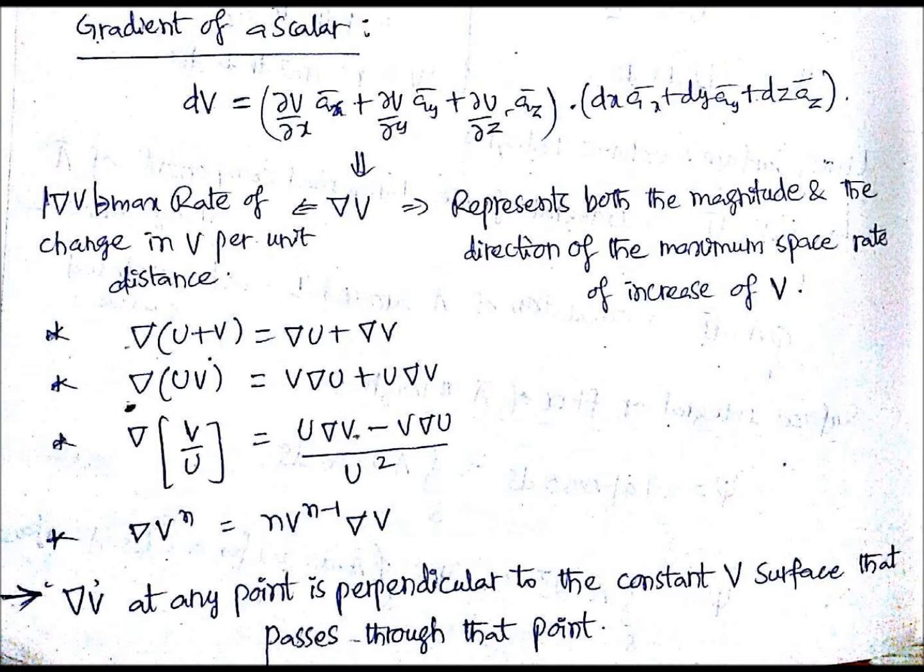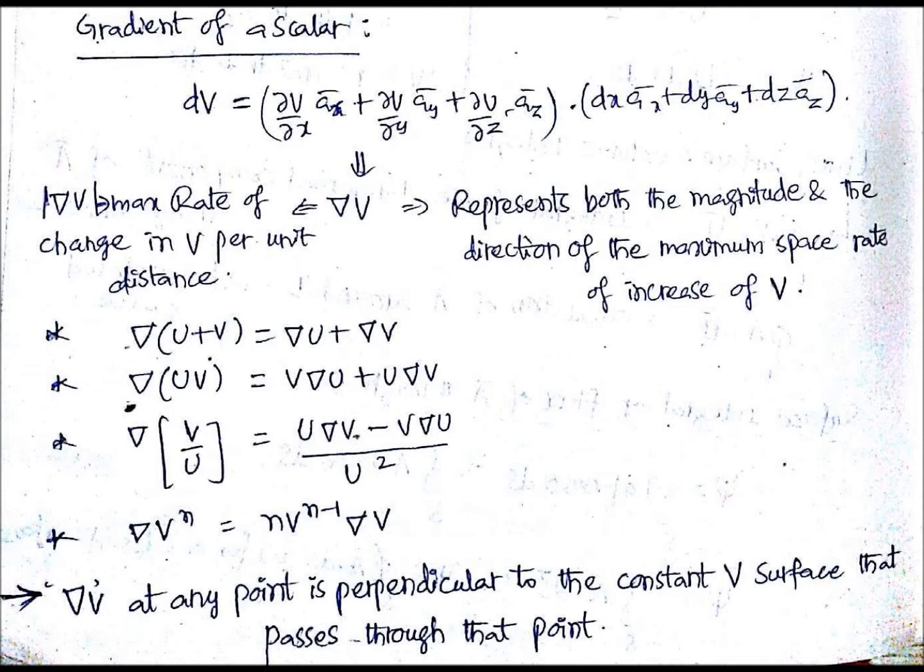That you remember first. I have mentioned very clearly about this gradient, curl and all in the lecture of mathematics very nicely. So what is the differential element of v, that is dv? The dv will be given like this: dou v by dou x ax plus dou v by dou y ay plus dou v by dou z az, dot product with dx ax plus dy ay plus dz az.